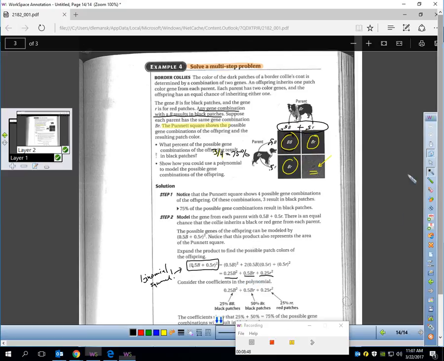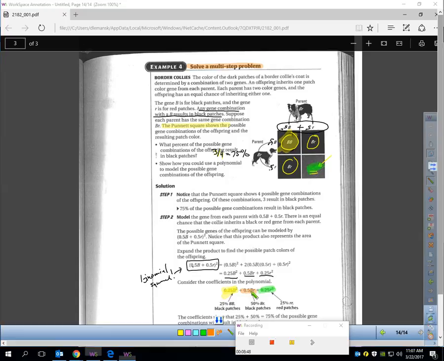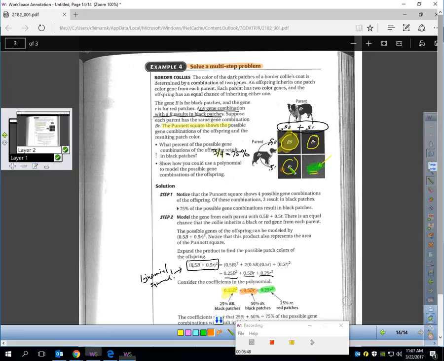Take a look at it. Let me get a highlighter. Okay? Can you see how 1/4 of the diagram is b squared? This is saying 1/4 of the diagram should be b times b. Okay? This is saying 1/4 of the diagram should be r times r, which you can see there. And this is saying half the diagram should be a mix of the black and red gene, which you see there. So this binomial squared is completely matching that Punnett square. Okay, so I could use a polynomial squared to model the same picture.